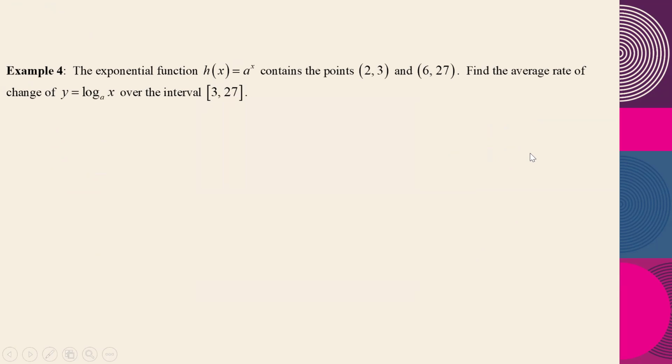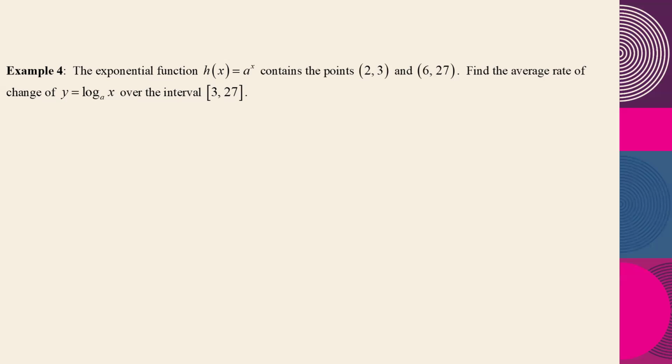All right, next. Here it says the exponential function h of x equals a to the x contains the points 2, 3, and 6, 27. Find the average rate of change of y equals log base a of x over the interval 3 to 27. It didn't say find the average rate of change using those points. It wants us to find the average rate of change of log base a of x, and log base a of x is the inverse of a to the x.